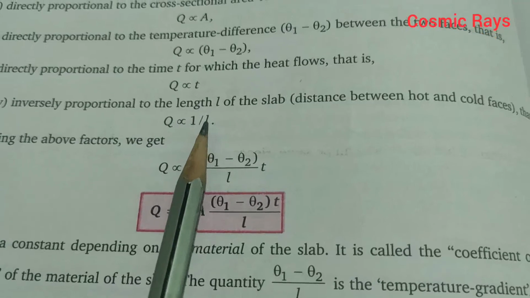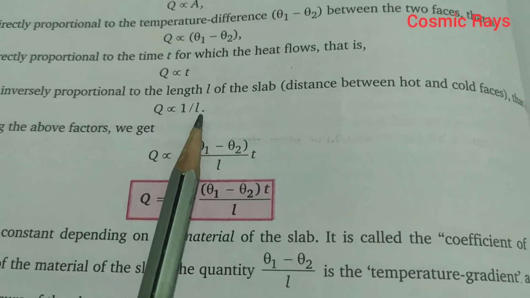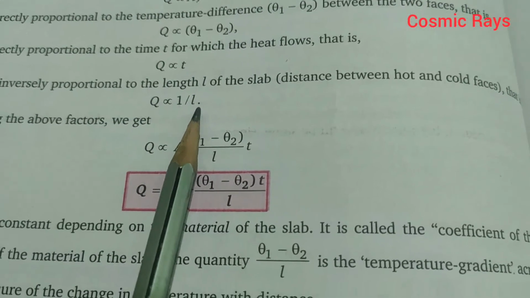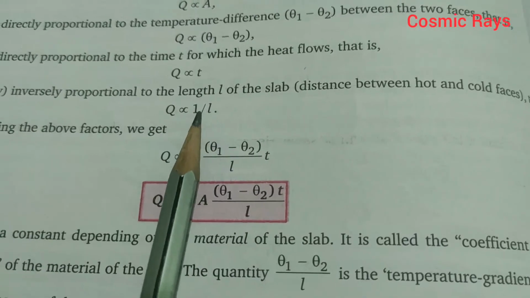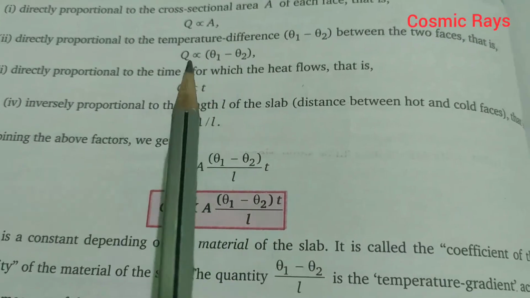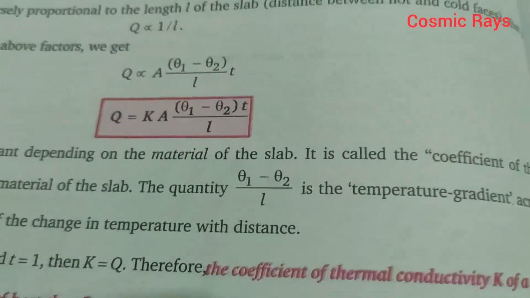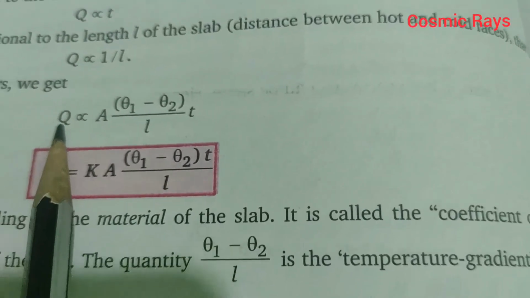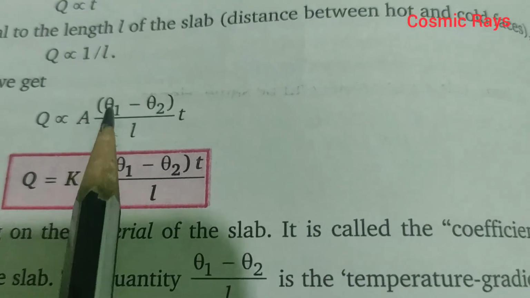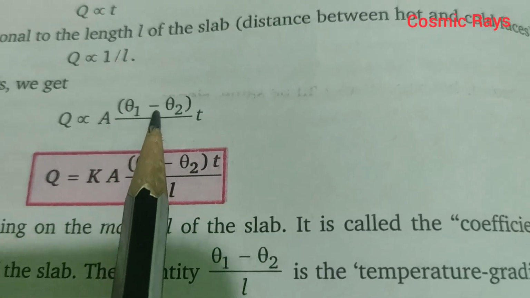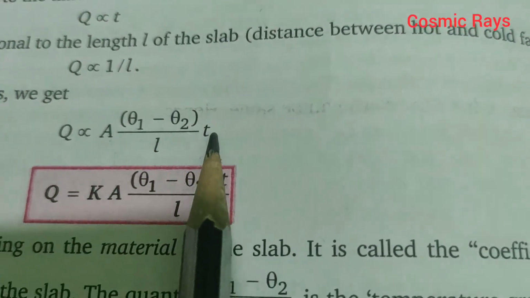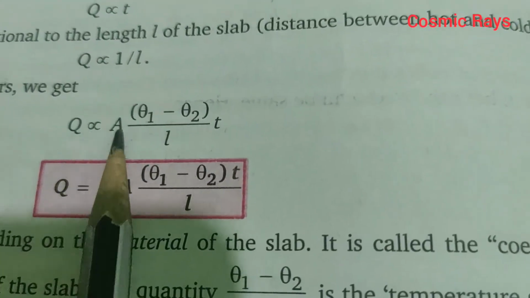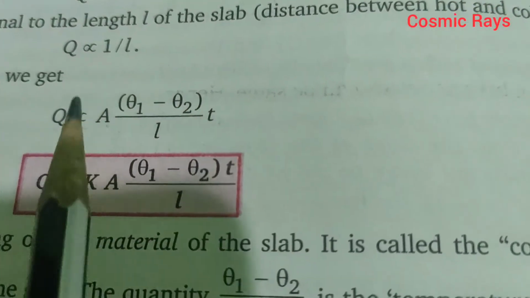you have seen that for every area of cross section there is some amount of heat lost. So if L, the length of the slab, is very long, then there will be more heat lost. Now if we combine all these things, then Q, the heat, is directly proportional to the area of cross section A, theta 1 minus theta 2, which is the temperature difference, and directly proportional to the time T, but inversely proportional to L. So the equation becomes Q is proportional to A, theta 1 minus theta 2 multiplied by T upon L.